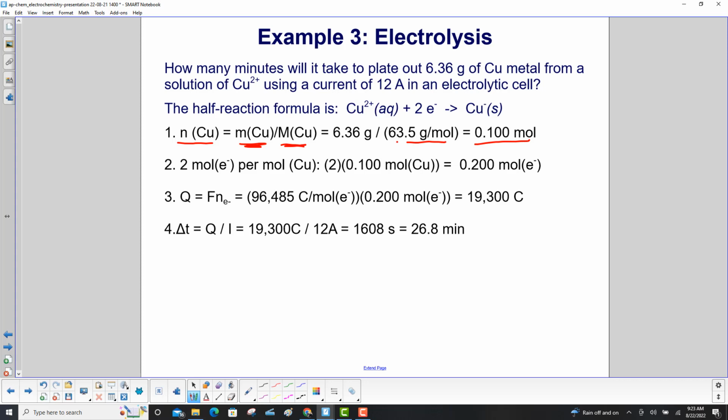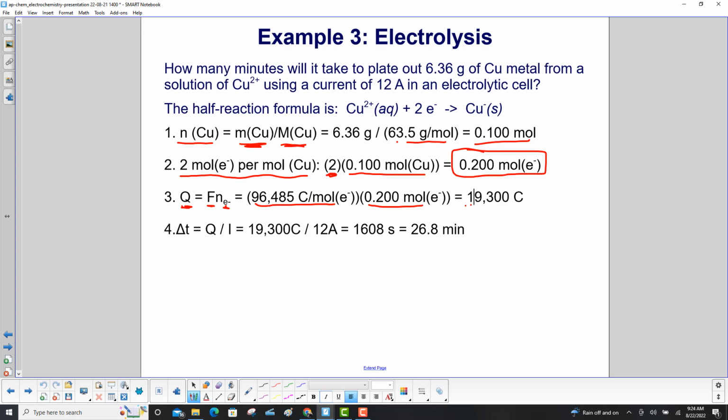Now we have to figure out how many moles of electrons we have. Well, there's 2 moles of electrons per mole of copper. So that's this 2. We multiply that by 0.100 moles of copper, and this is how many moles of electrons we have. Then we find the charge, which is the Faraday constant, times the number of moles of electrons. Here's Faraday, here's 0.200, and we have 19,300 coulombs.